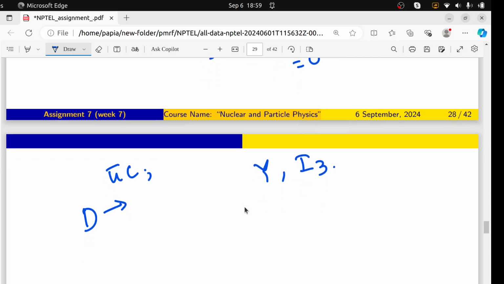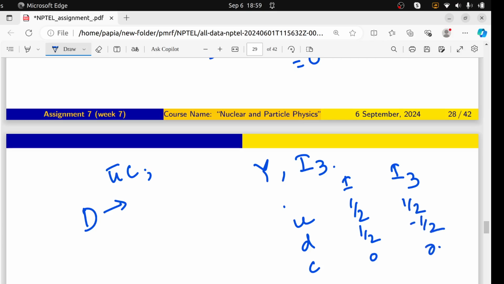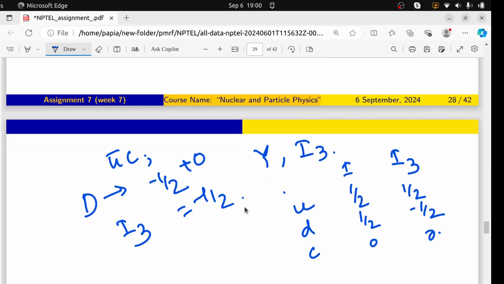Now first let's check the I3 value, because I3 is again an additive quantum number, right? So I3 for U, D, C: for U it is half, this is 0, this is half, this is minus half, this is 0. So I3 will be for u bar: u bar means this is half, so it is minus half plus 0. So I3 is minus half. Now come to the y value.